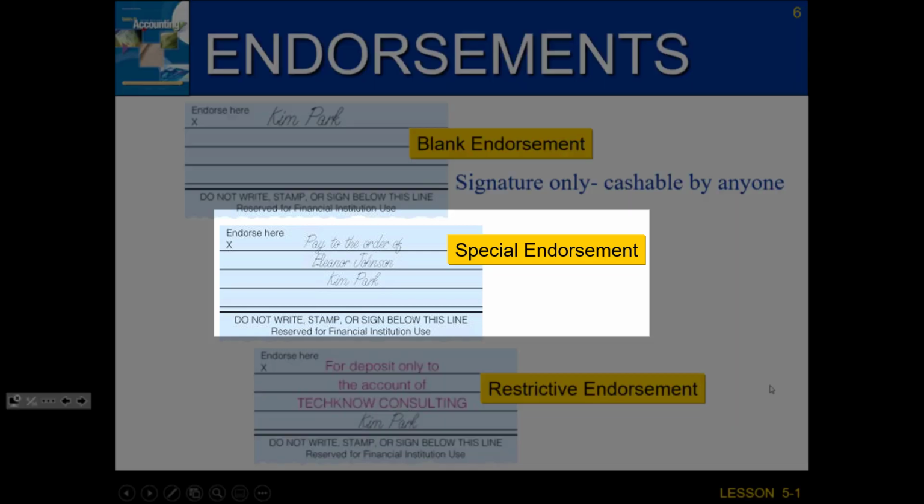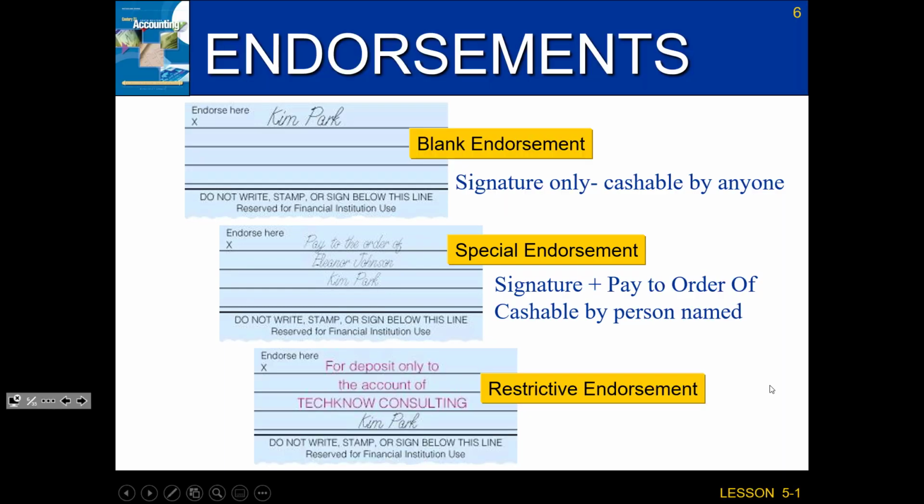The second type of endorsement is what's called a special endorsement, and this has the signature of the person plus the words "paid to the order of." In this example, they say paid to the order of Eleanor Johnson, and then it's signed Kim Park. This check is cashable only by Eleanor Johnson. This example would be, let's say I owed money to somebody and I get my paycheck. Instead of me going to the bank, depositing my paycheck, and then withdrawing cash, I could just sign over my paycheck to the person I owed money.